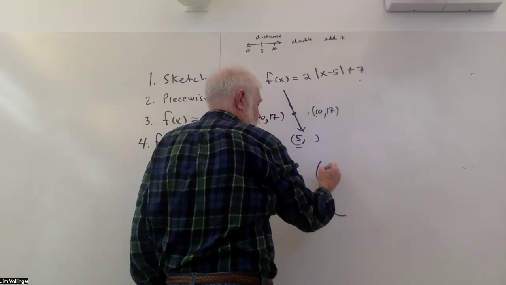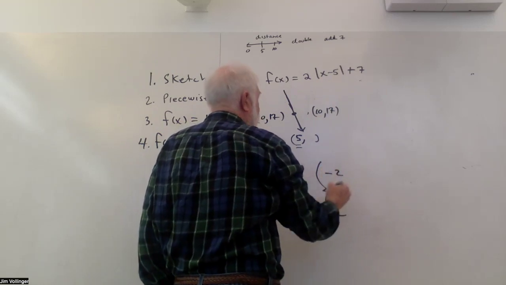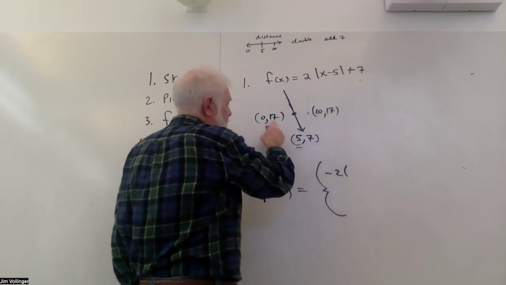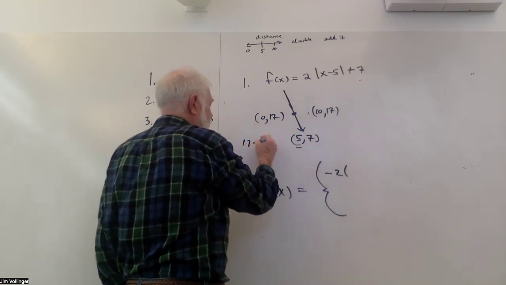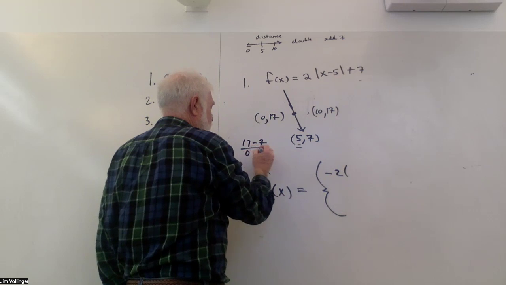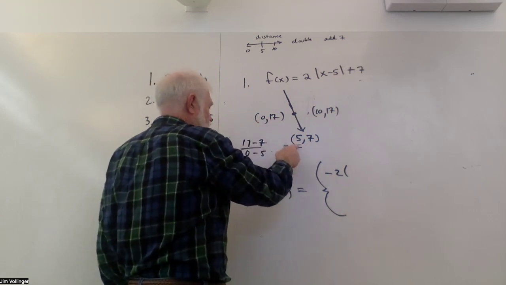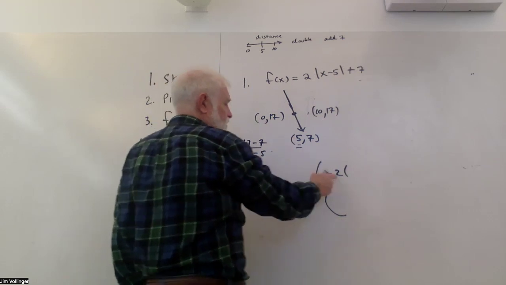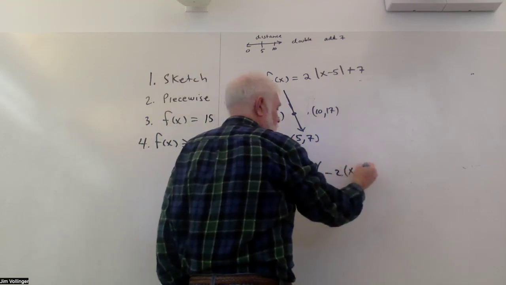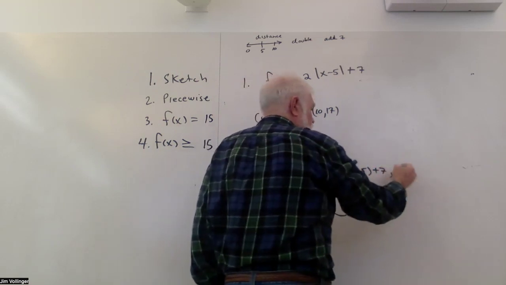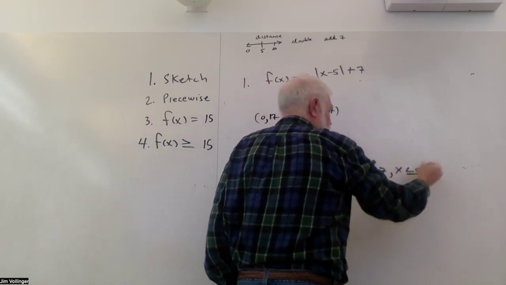Well, just get rid of the absolute value symbol. Going down at 2 to 1. Now we can see that, right? Let's bring this back. 17 minus 7 over 0 minus 5, y2 minus y1, x2 minus x1. We can see it's a slope of -2. So -2(x minus 5) plus 7, but that only happens for x values that are less than or equal to 5.